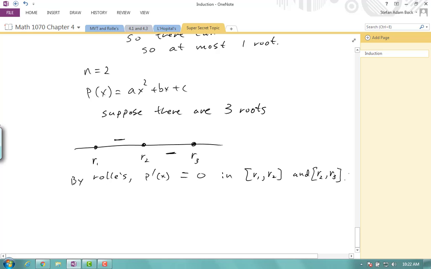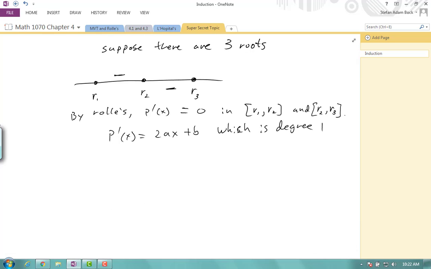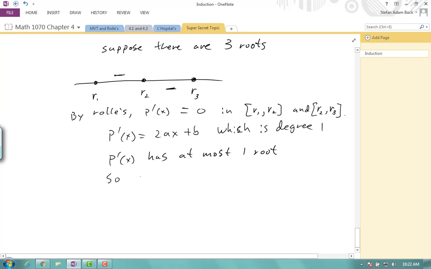Meaning my derivative must be equal to 0 at least twice. But p prime of x is equal to 2ax plus b plus 0. But this is linear, which means it has degree 1. And I just showed that polynomials of degree 1 have at most one root. So there cannot be two roots for the derivative, which means there cannot be three roots for the original function.